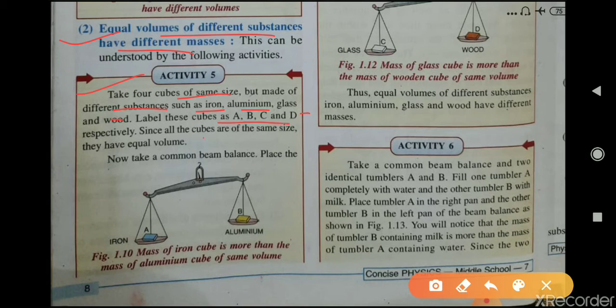Now, since all the cubes are of the same size and have equal volumes, that means all these four cubes made up of iron, aluminium, glass and wood are of the same size and therefore have equal volumes. Now take a beam balance and place these cubes one by one on each of these pans. First, they have taken iron on one side and on the other pan aluminium.